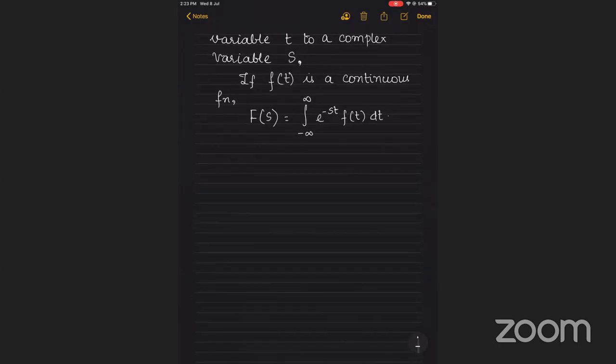Now, what is this s looking like? This s is basically a complex number, a real variable plus j times another, which we call sigma plus j omega. So we're going to look at the complex plane. The analysis of f of t is done in the complex plane. We call that the S plane.